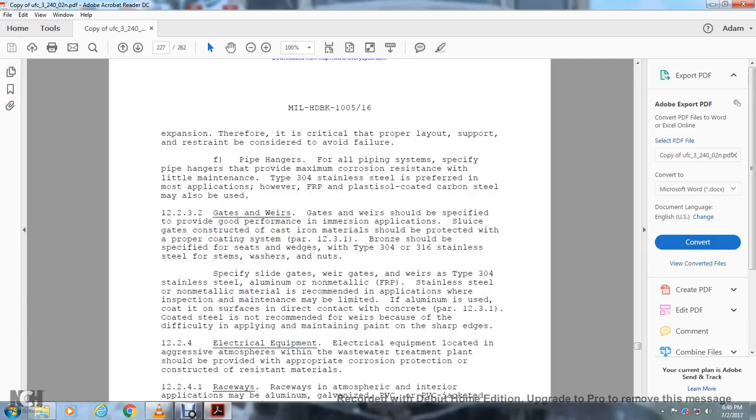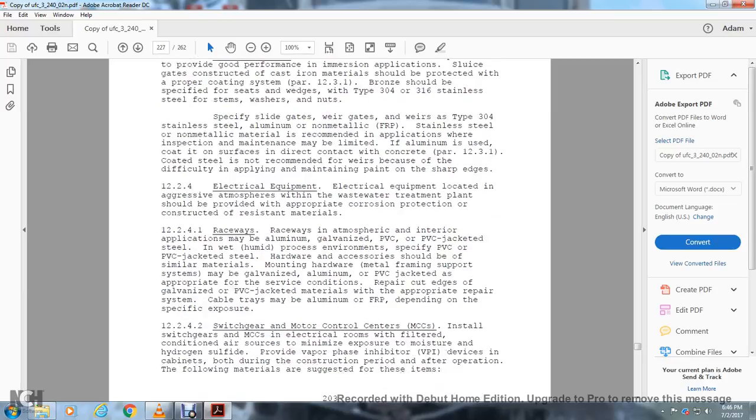The application for inspection and maintenance may be limited if aluminum is used with a coating on surfaces in direct contact with the concrete. Paragraph 12.3.1 covers coated steel, but it is not recommended for weirs because of the difficulty of maintaining paint on sharp edges.